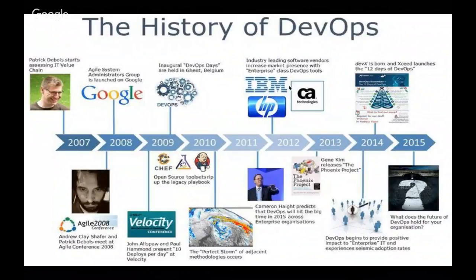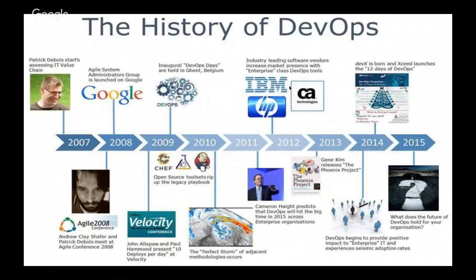In the year 2007, there was a Belgian project manager, his name was Patrick Debois. He started assessing the IT value chain. I guess he is the first person officially recognized as the father of DevOps, because he came up with the concept of DevOps. In the year 2008, an administrative group was created, the Agile System Administrators group, on Google, which a lot of other people across the globe joined.